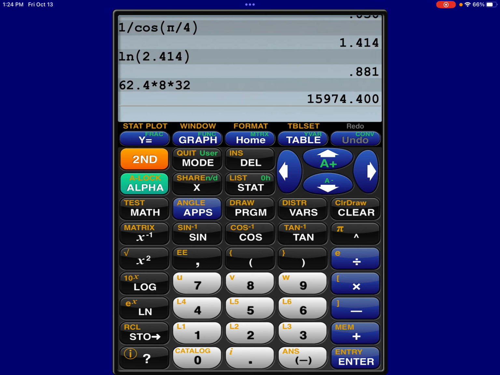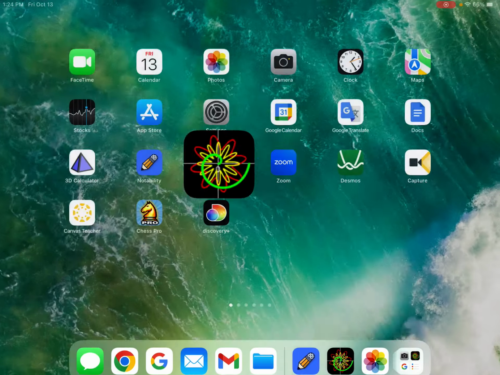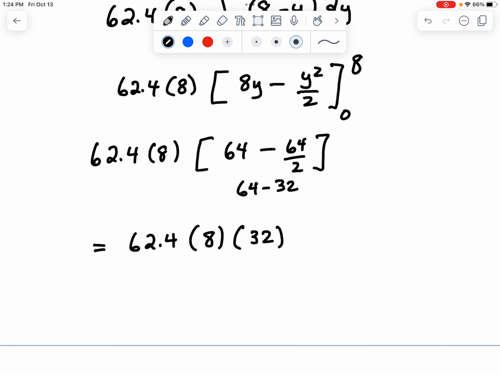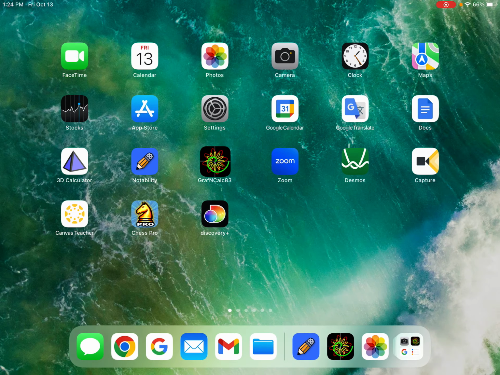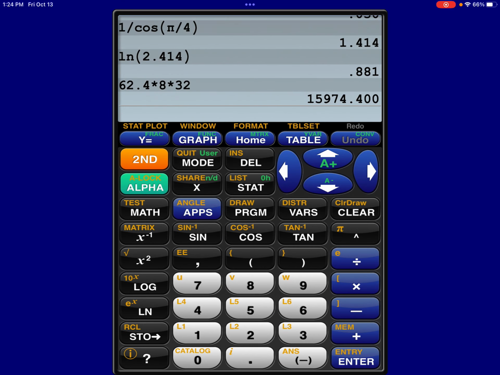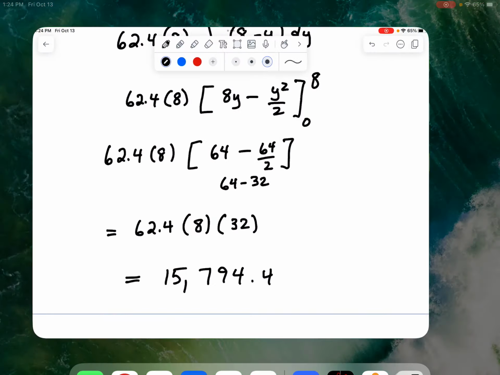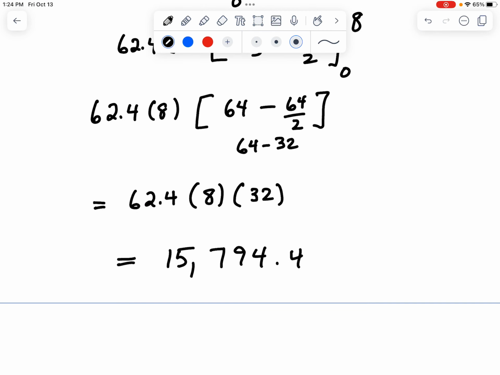So, 15,974.4. I think it was 15,974.4. So I got these switched. Hold on, let me get the pen. 15,974.4, and that's in total pounds.